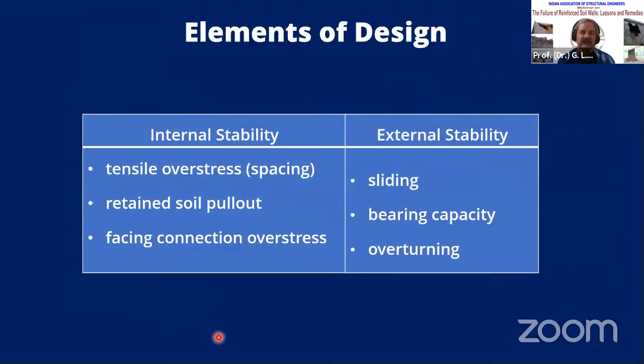And when you have reinforcement, we should look at internal stability and external stability. In internal stability, we look at tensile stress, either because of the spacing, and then the pullout, then the facing connections. We also look at external stability, like sliding, bearing capacity, overturning and all of this. This is a routine thing that we do.